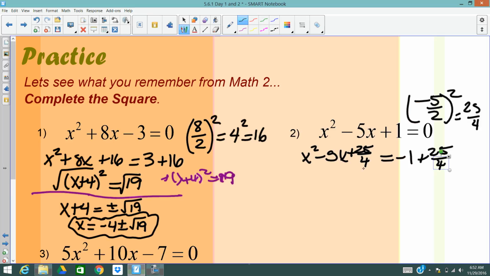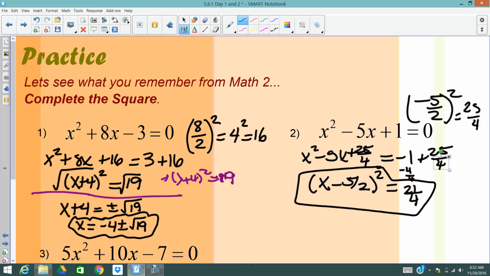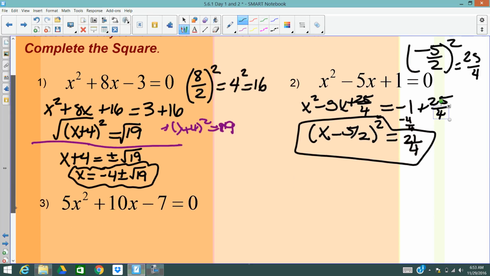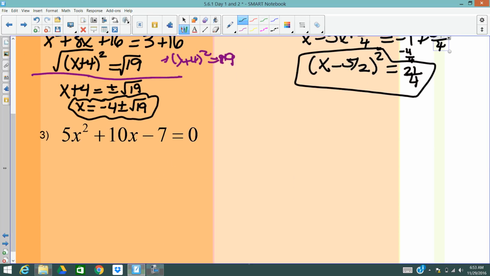And yes, that's ugly, but perfect square trinomials work out nicely because they'll always factor to be your middle term divided by 2. And then on the right side, negative 1 is really negative 4 over 4, so we're left with 21/4. And again, last year in Math 2, we would take that step further, take the square root of both sides, actually solve. For today, it's more just the process that I want to get down.